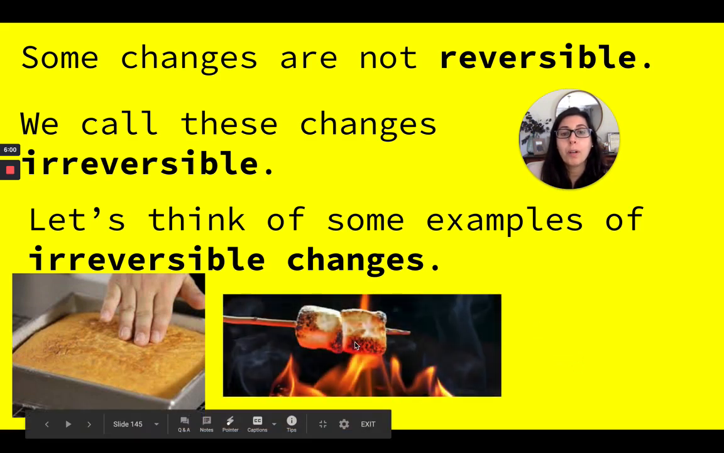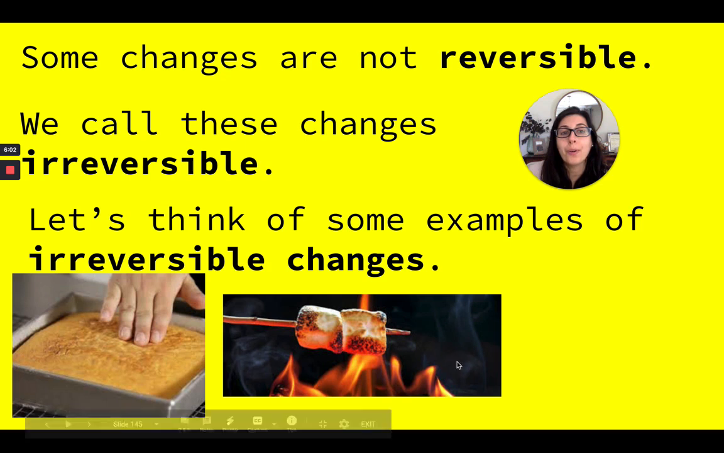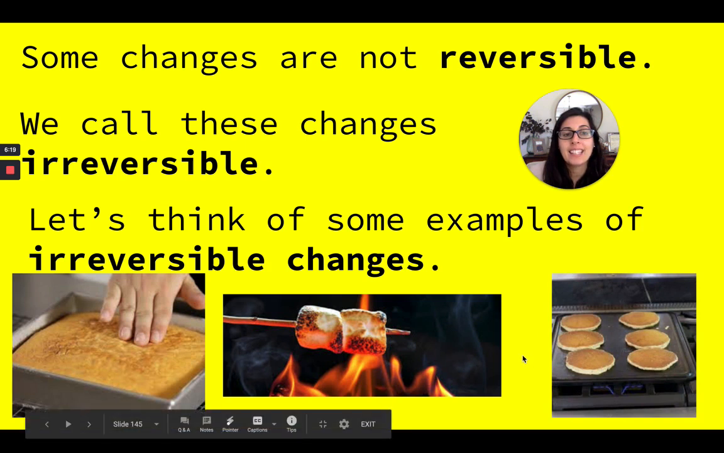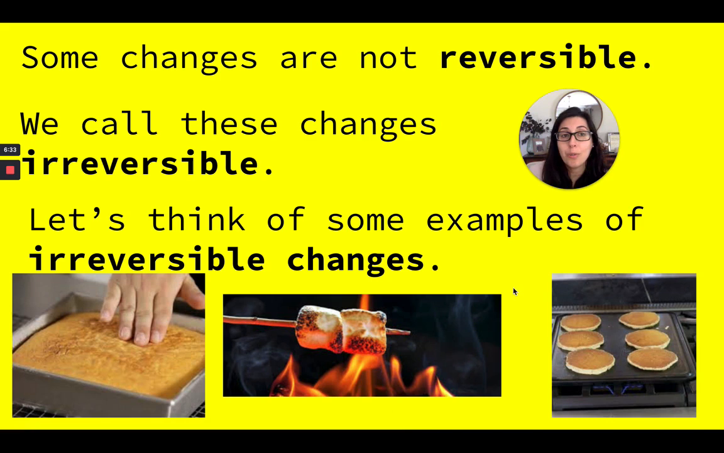Ooh, this is a good one. What about roasting marshmallows? Yeah, so if we add heat to marshmallows, they become toasty, they change color, they become a little bit melty, and no matter what we do, we can't change them back to their original state. What about pancakes? Have you ever baked pancakes at home? Similar to cake, they start out as batter. Once we cook them, they turn into a solid and they cannot be turned back into batter again.